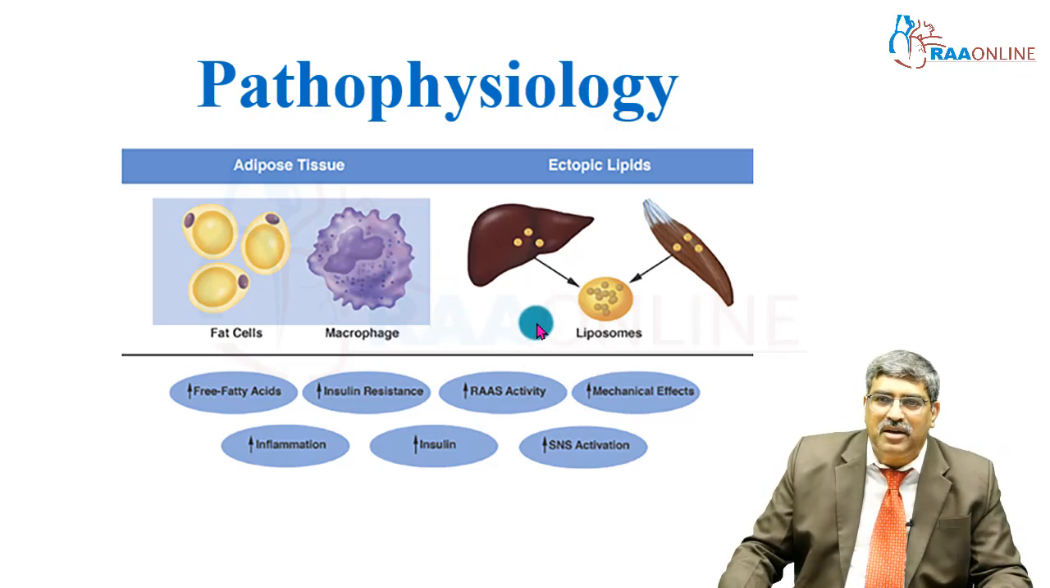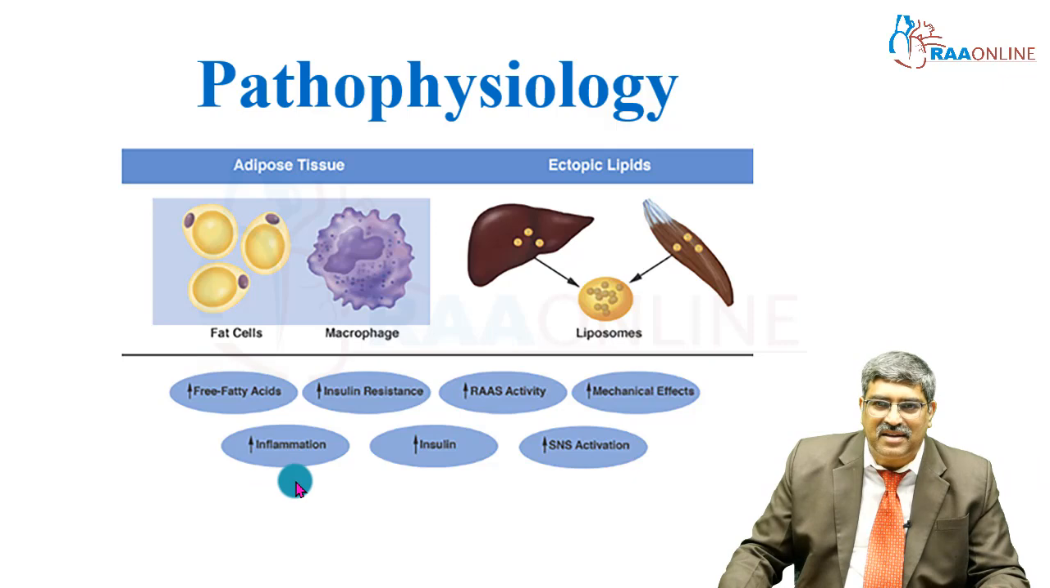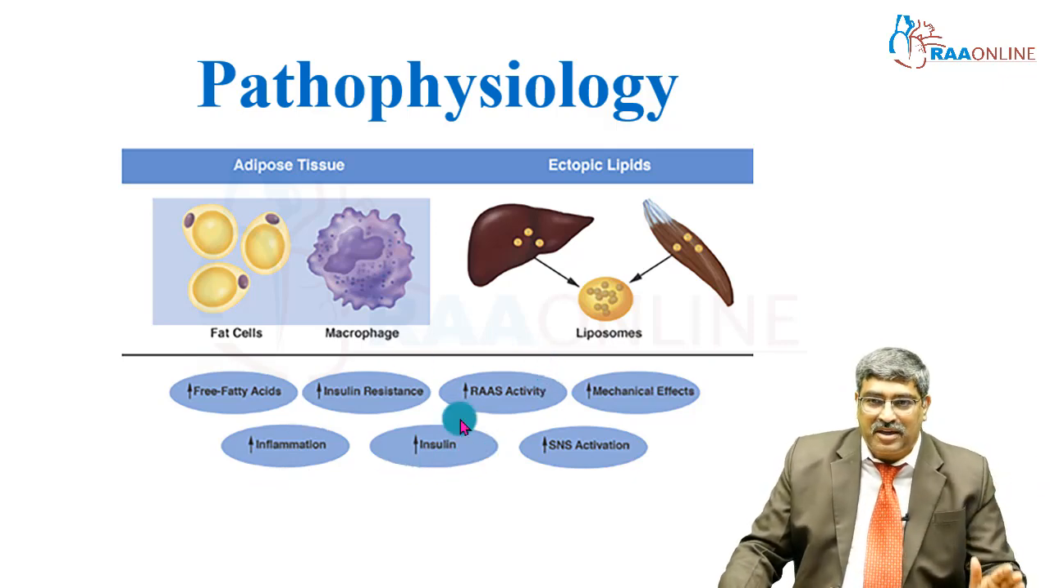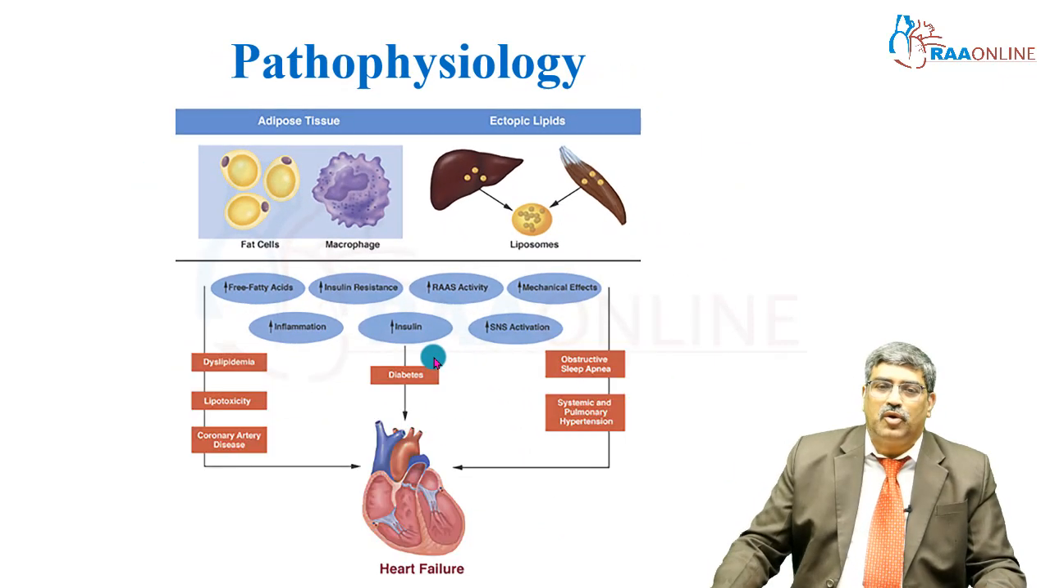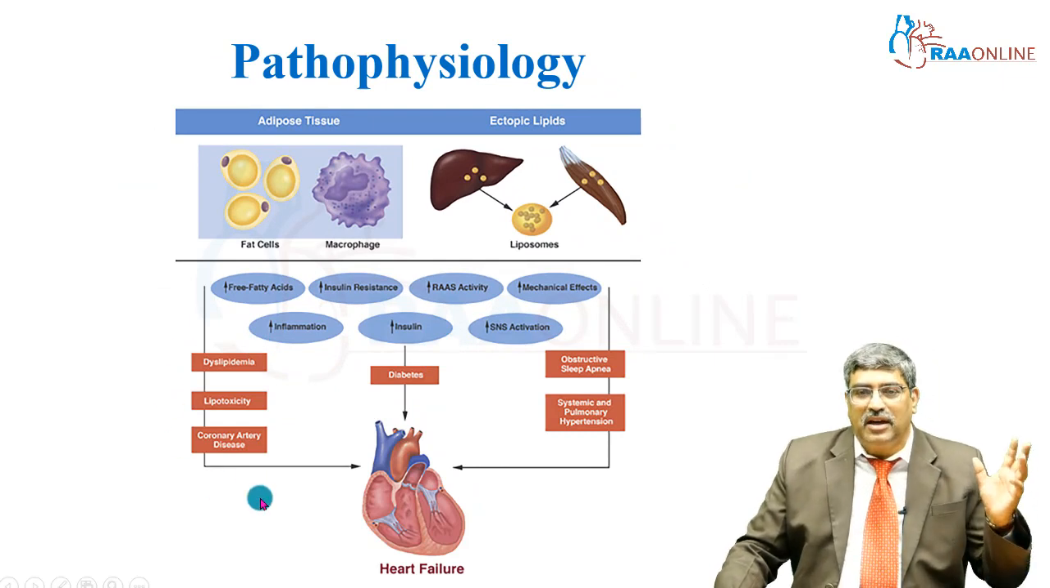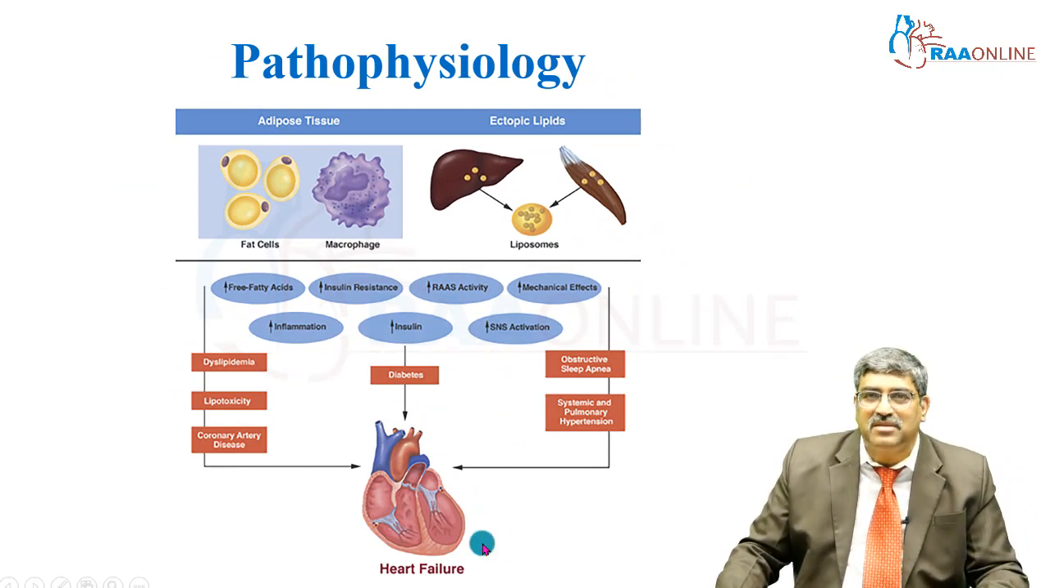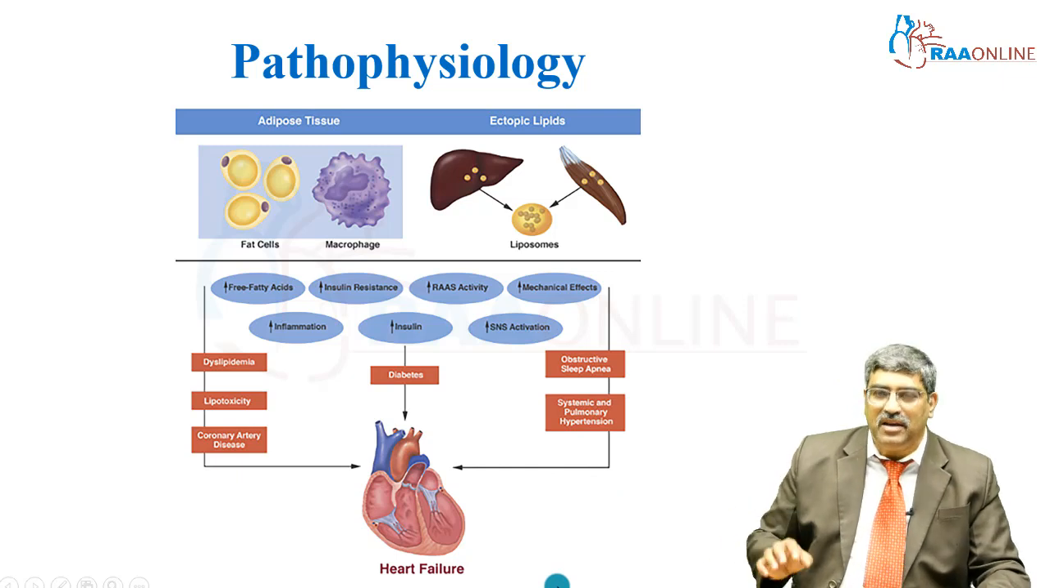At the cellular level, the fat cell is altered, macrophage M1 plays a great role in obesity, and there is liposomes alteration. At the receptor level, there is going to be increased free fatty acid, insulin resistance, renin-angiotensin system activity, increased inflammation, increased sympathetic nervous system activation, and increased level of insulin. So you have dyslipidemia, which can lead to coronary artery disease, diabetes, and obstructive sleep apnea, which can lead to systemic as well as pulmonary hypertension. Finally, heart failure sets in.